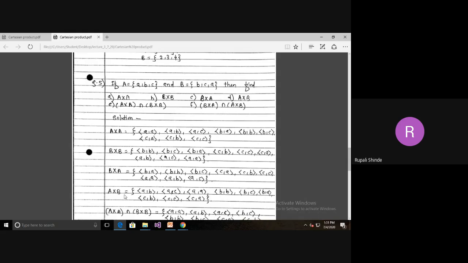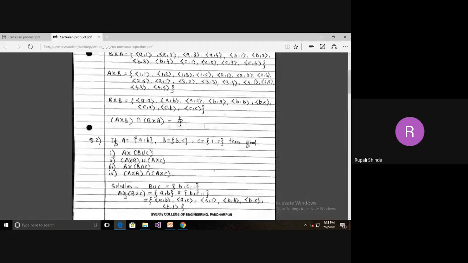Okay. So have we understood what the concept of Cartesian product is? I think these many examples are sufficient for this topic, Cartesian product.